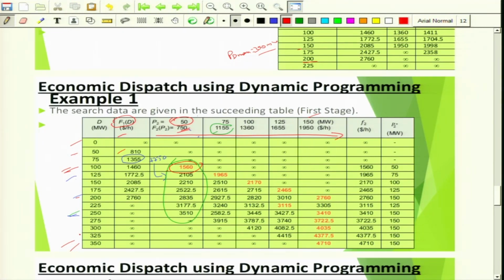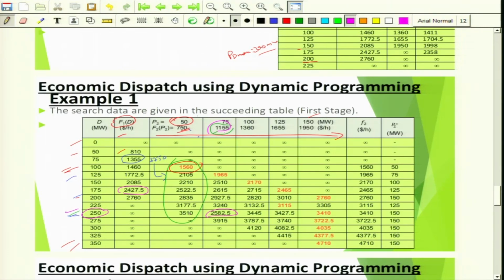Which value that I had considered? 250, right? So let us take 250 megawatt of load demand. Now we are dealing with 75 megawatt of generator 2. So remaining is 175. For 175 you check what is the value, 2427.5. So 2427.5 plus 1155, that will give you 2582.5. And what is the maximum capacity here again? If you are fixing at 75, the maximum generation available from generator 1 is 200.